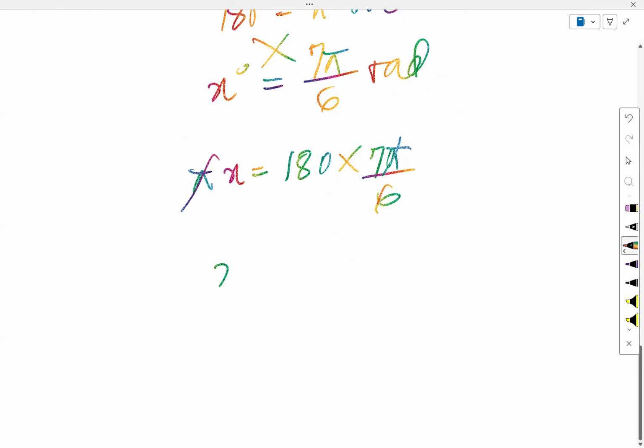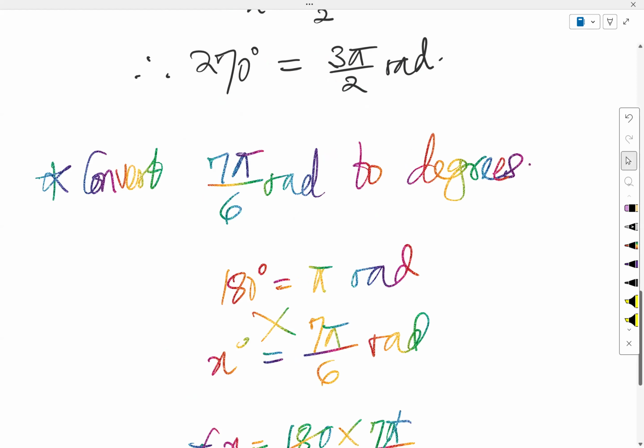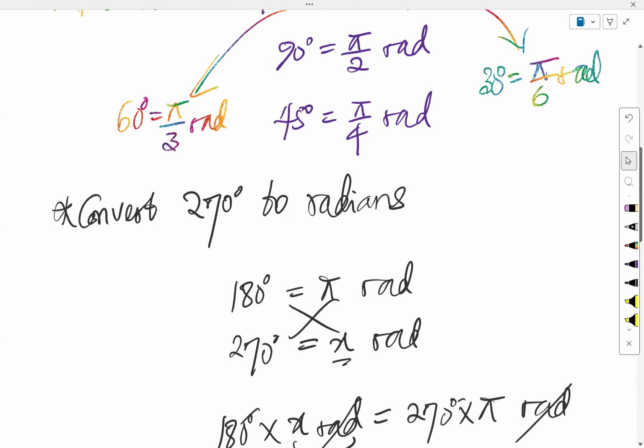So you have x, 6 here is 1, 6 in 180 is 30, and 30 times 7 is 210 degrees. So you can see that, therefore, 7 pi over 6 in radian is equal to 210 degrees. So you should be able to convert from degree to radian like that, and radian to degree. It's very useful, as we are going to see very, very soon.